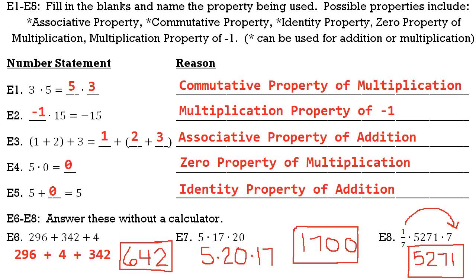So it's important to kind of look at what you're doing before you do it and think to yourself, is there a way I can reorder, or is there a way I can regroup that will make this problem easier so that I can do it without a calculator? I don't know what 1/7 of 5,271 is. Maybe you do. But if we change the way we look at it, we can get it right.